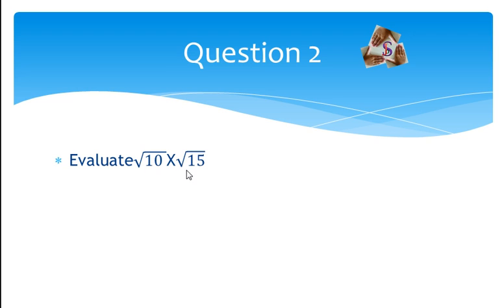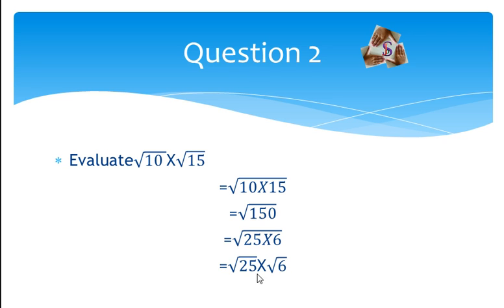Evaluate root 10 into root 15. This is again about multiplication of surds. So radicals separately, coefficients separately. Here the coefficients are 1. So it is root of 10 into 15. That's root of 150. That is root of 25 into 6. That is root 25 into root 6. That is 5 root 6.